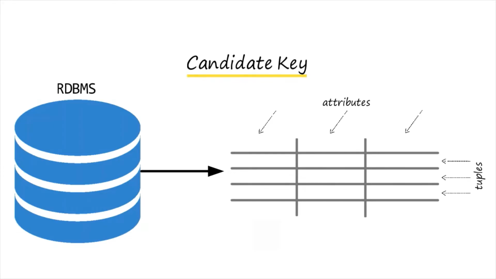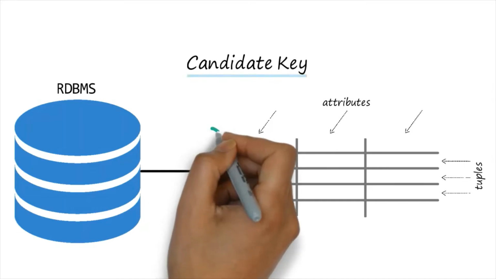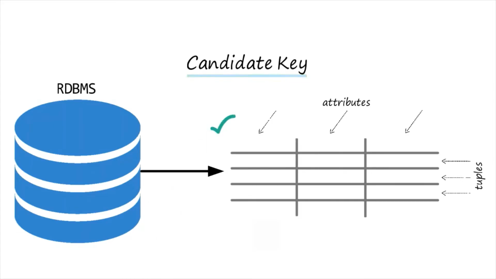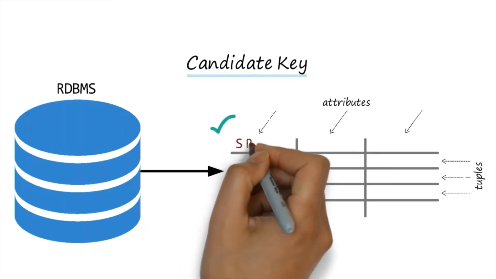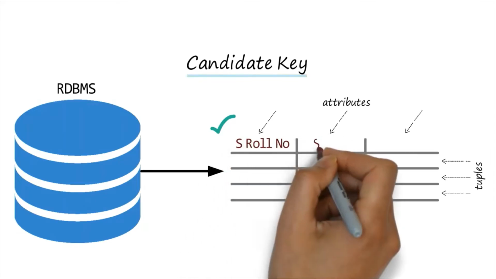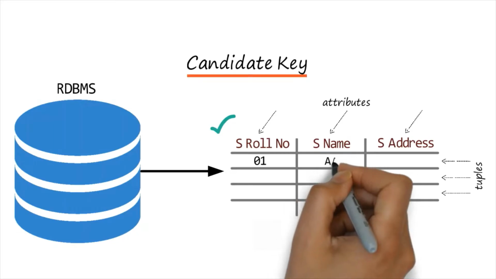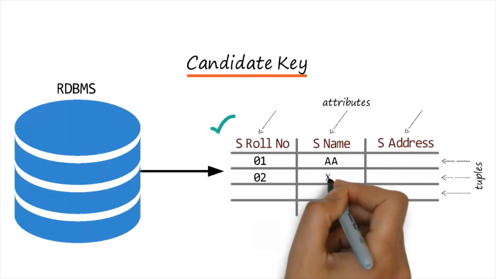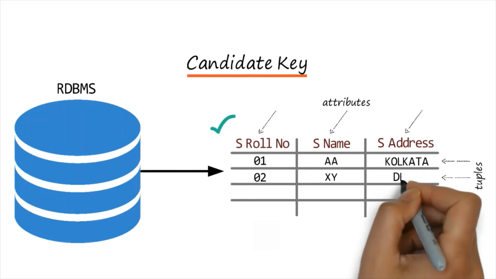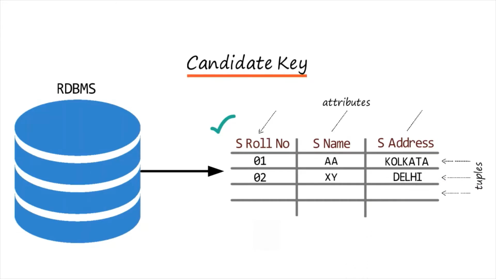Whenever I am talking about any particular table in a relational database management system, this table will have some specific attributes. Say the table is having attributes like student roll number, student name, student address, like this. And keeping data inside the table means we have to fill up some student information with some specific value, say Kolkata, Delhi, like this. Now what is the problem?